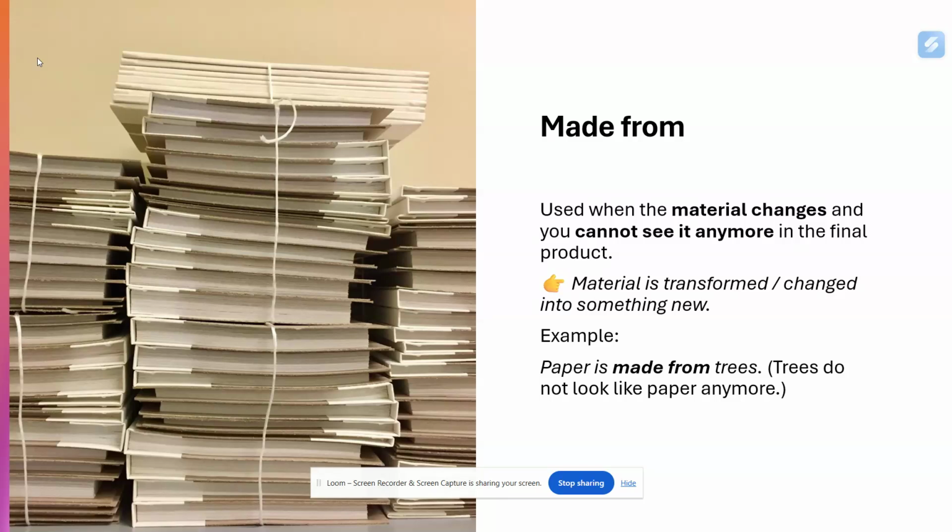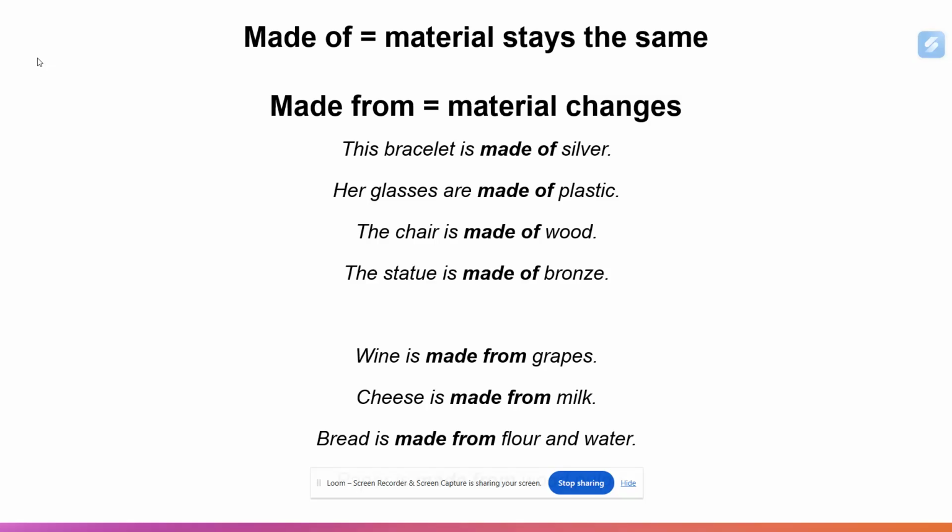Okay, for example, paper is made from trees. Okay, but trees do not look like paper anymore. Okay, so let's see more examples. It can make it touchable, tangible for you.